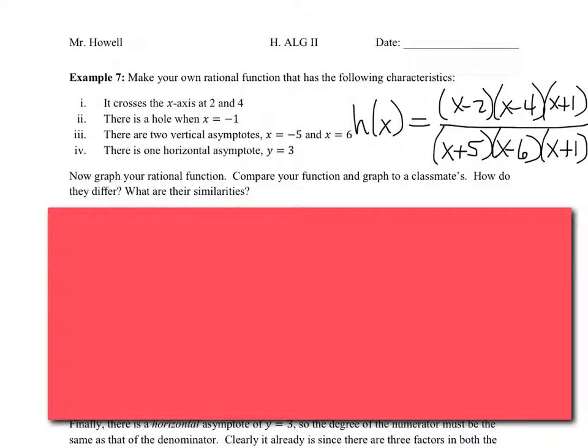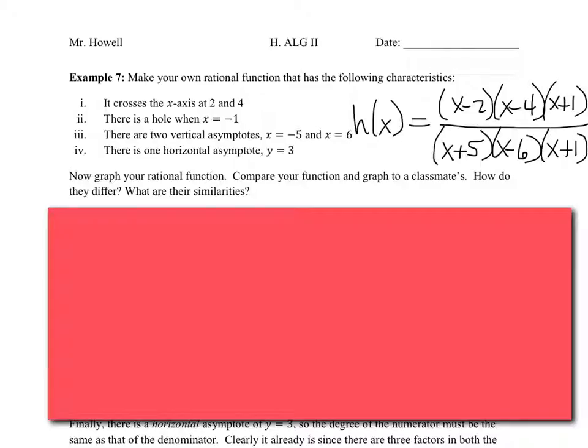And number 4, finally. There's a horizontal asymptote at y equals 3. What would cause a horizontal asymptote? There are two possibilities. What are they? The degree of the numerator is equal to the degree of the denominator. That's one option, and that's what we'll have here.